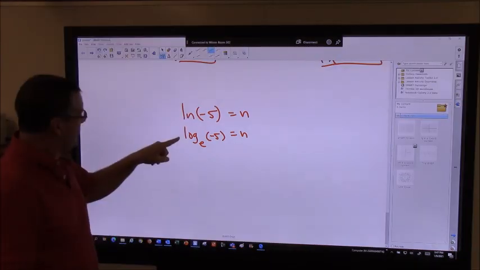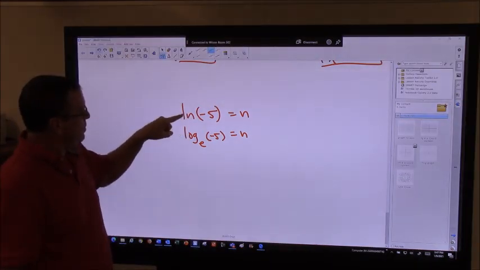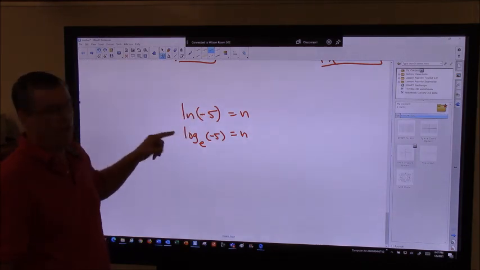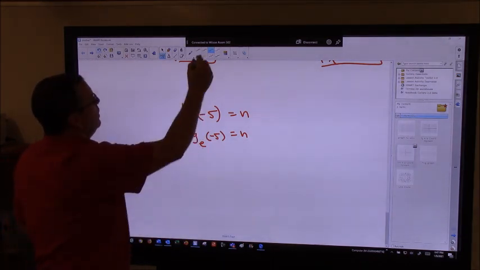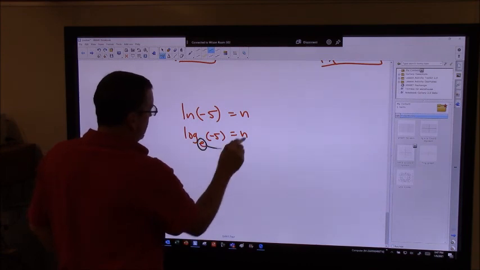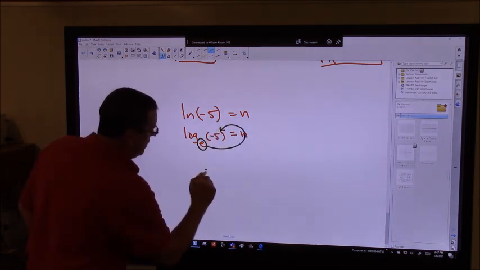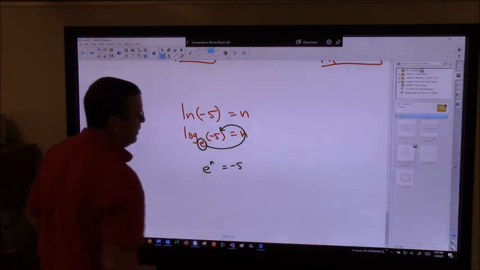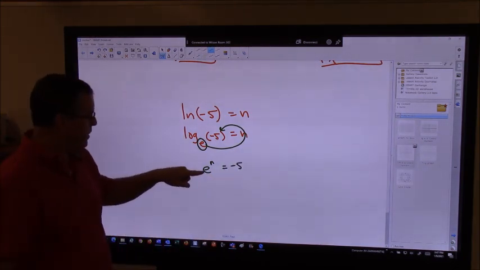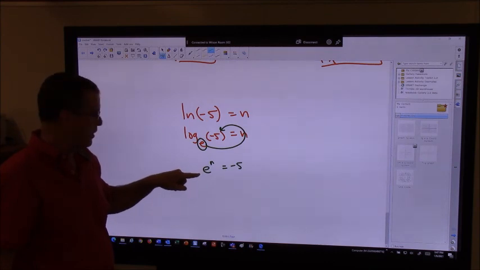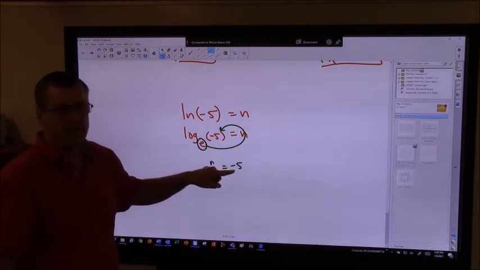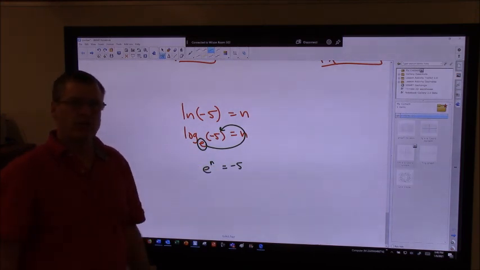So we're trying to figure out, can you even take the natural log of a negative number, or even a common log of a negative number? And if I swirl that, what we're saying is e raised to the nth power equals negative 5. So can I take a number, 2.718, and raise it to an exponent and produce a negative value? And I think we already know the answer to that question.